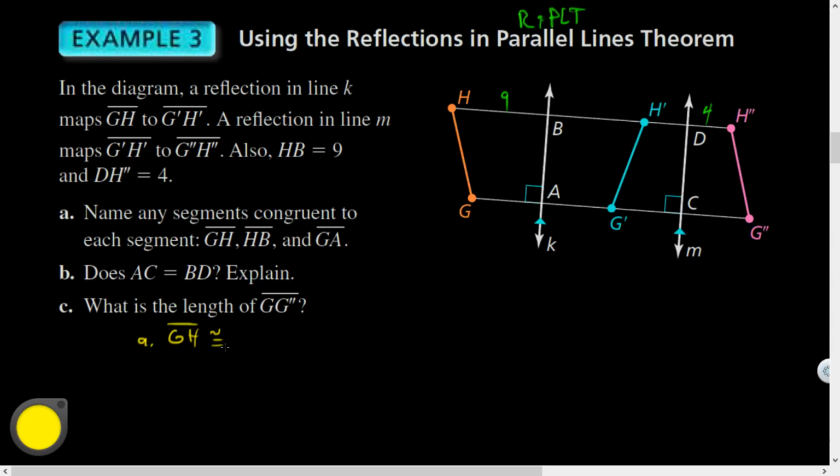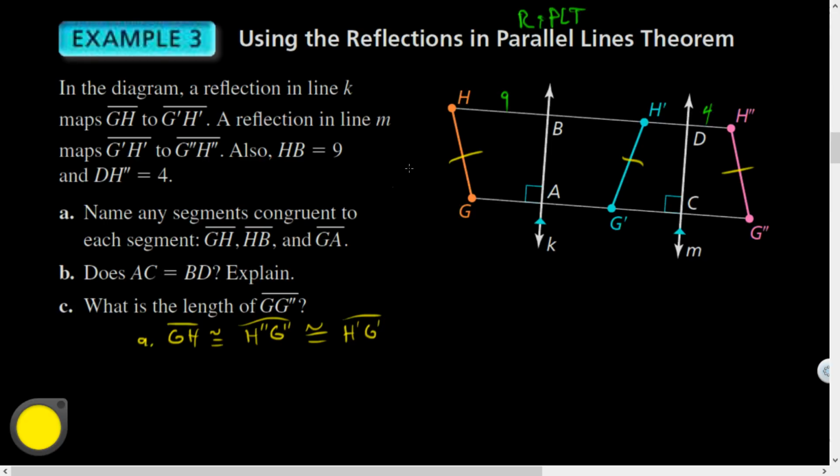So GH is going to be congruent to H double prime, G double prime. And that's also congruent to who? It's at a different angle, but yeah, congruent, congruent, congruent, because any reflection is a rigid transformation, and a double reflection will be a rigid transformation.